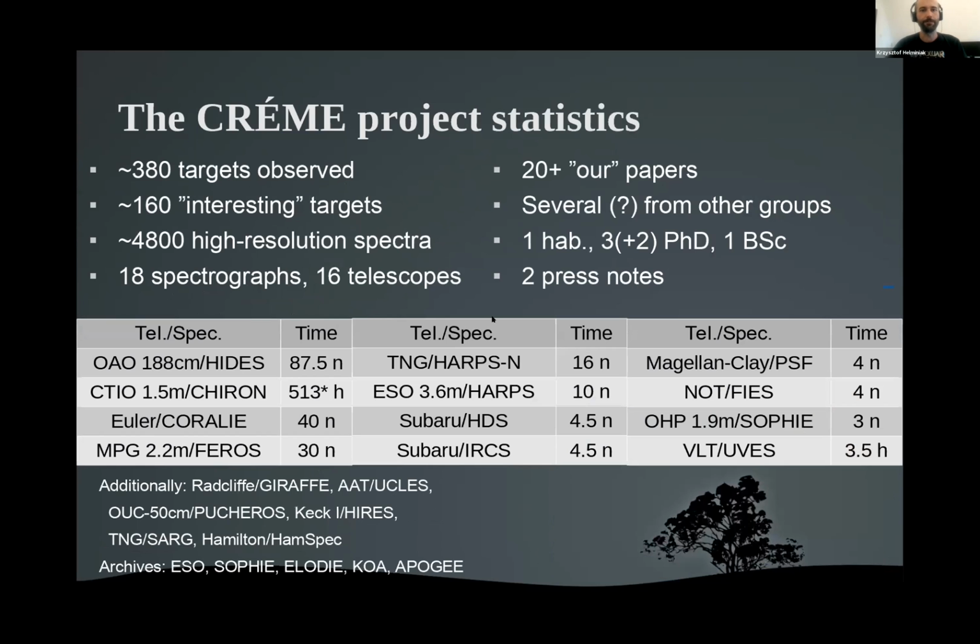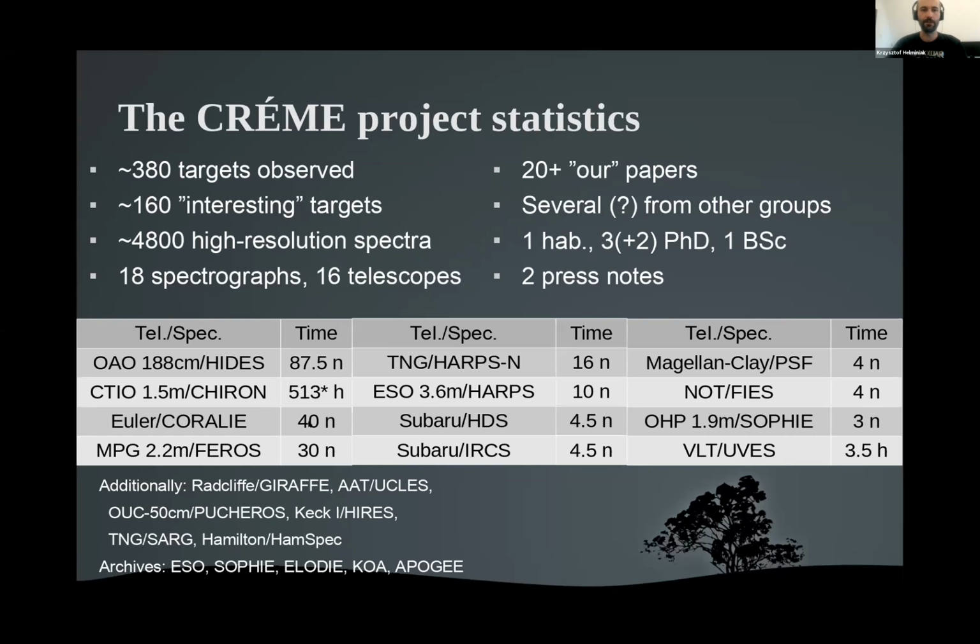In total, we used 16 telescopes and 18 spectrographs. Currently, the project has observed something like 380 targets. Out of those, so far, 160 were classified as interesting for one reason or another. We now have something around 5,000 high-resolution spectra. By high resolution, I mean higher than 20,000. Usually it's around 30, 40, 50,000.